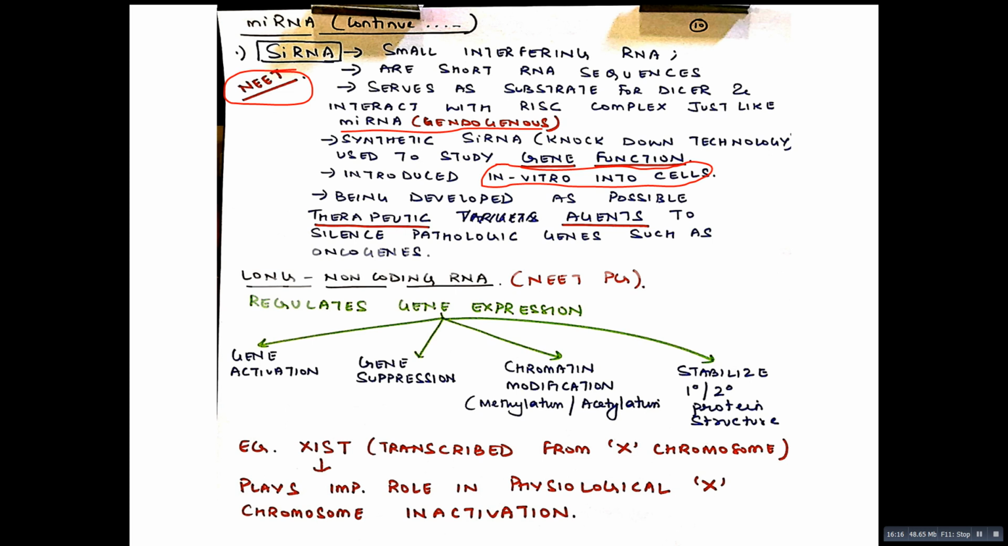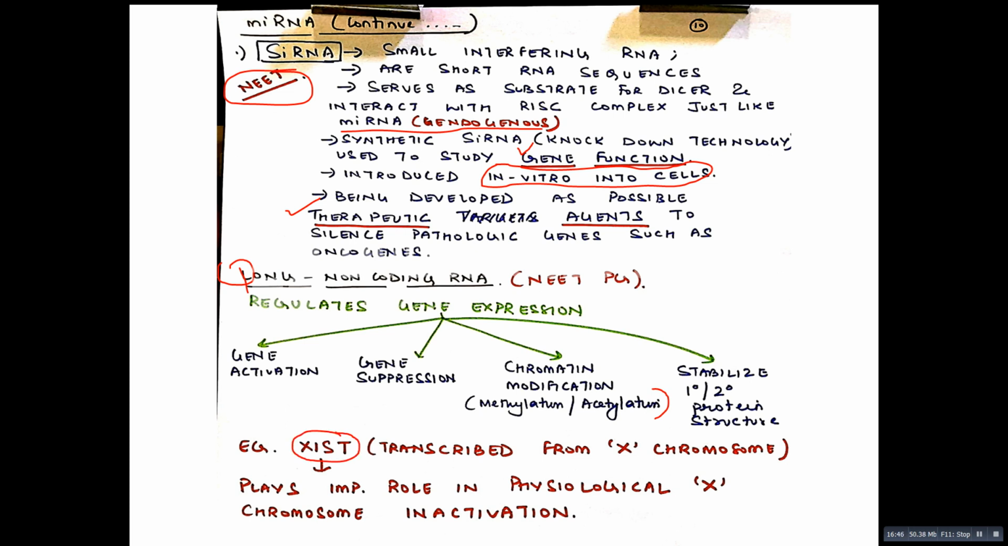Now, long non-coding RNA, very important for NEET. It regulates gene expression, can cause gene activation, gene suppression, chromatin modification in the form of methylation or acetylation, or stabilize the primary or secondary protein structure. Very important is an example of long non-coding RNA. This long non-coding RNA plays an important role in physiological X chromosome inactivation.